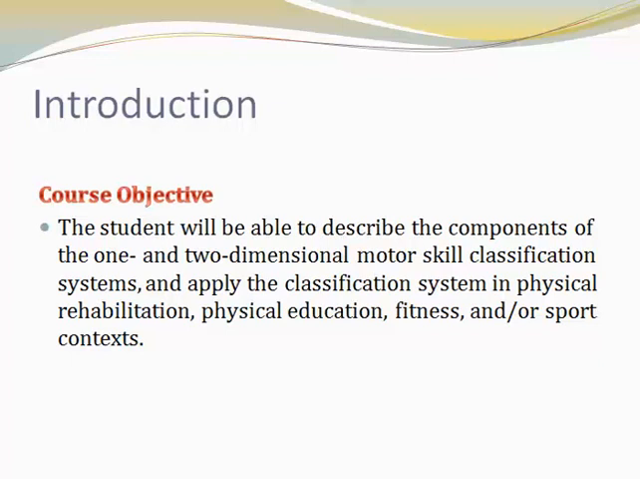Again, I'd like to sort of refer back to our course objective that relates to this topic. So our course objective regarding motor skill classification is that the student will be able to describe the components of the one- and two-dimensional motor skill classification systems and apply the classification system in physical rehabilitation, physical education, fitness, and/or sport contexts. Video 1, this video, will be covering the one-dimensional classification system, and video 2 will be covering Gentile's taxonomy, or the two-dimensional motor skill classification system.